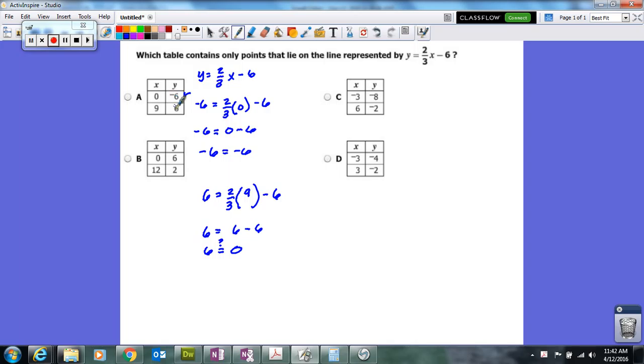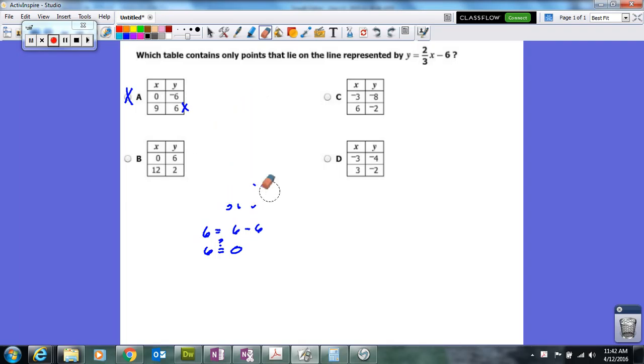So this ordered pair failed the test. So answer A cannot be our answer. Even though one of the ordered pairs worked, the other one did not. So let's go ahead and test another one. I'm going to go ahead and erase this stuff that I've got right here, and we'll try our next answer, answer B.